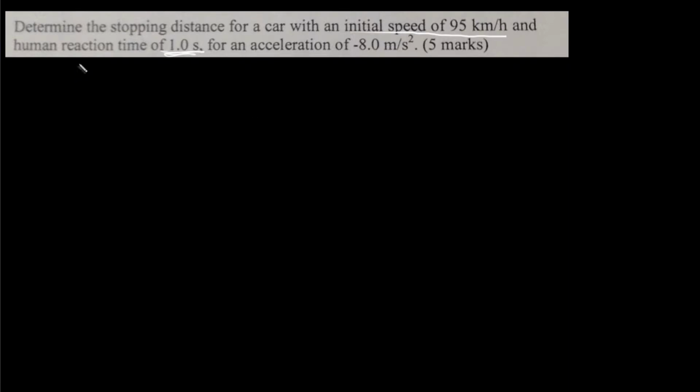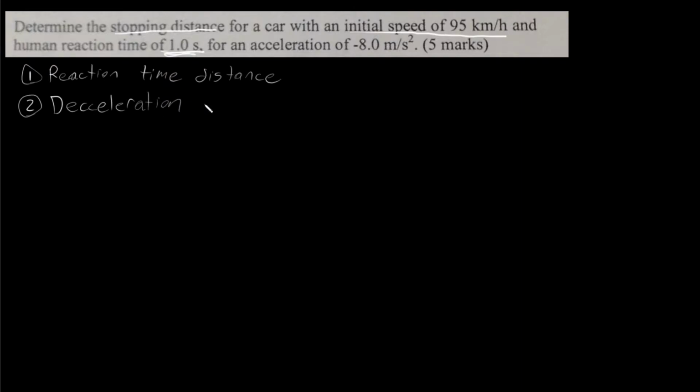There are two parts to determining the stopping distance. Part one will be the reaction time distance, because it takes some time to react and the vehicle is traveling at a constant speed during this time. And the second part is the deceleration distance, because once the foot is on the brake, the vehicle starts slowing down, and the vehicle doesn't just immediately stop once your foot is on the brake pedal. It travels some distance. So we have to calculate both of these distances and add them together, and that will be the answer to this question.